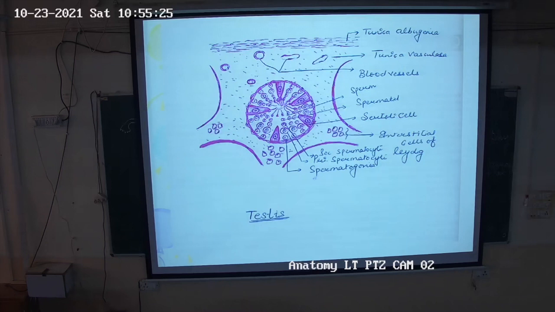Okay. Then in the connective tissue part, wherever the word connective tissue comes, you have loose connective tissue, you have arteries, veins and lymphatics, and a special type of cells are present here which are known as interstitial cells of Leydig. These secrete the hormone testosterone. Okay, so this is all about testes.